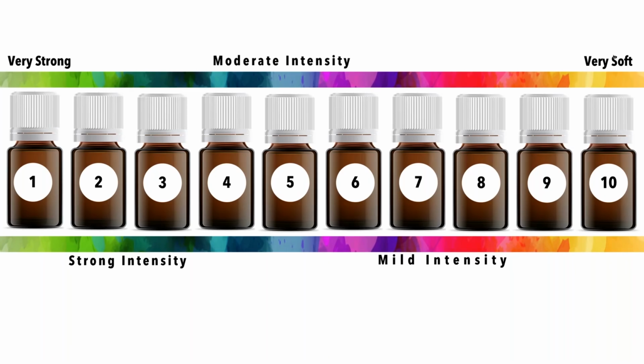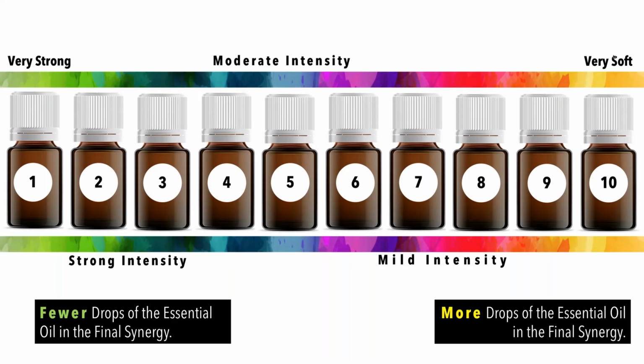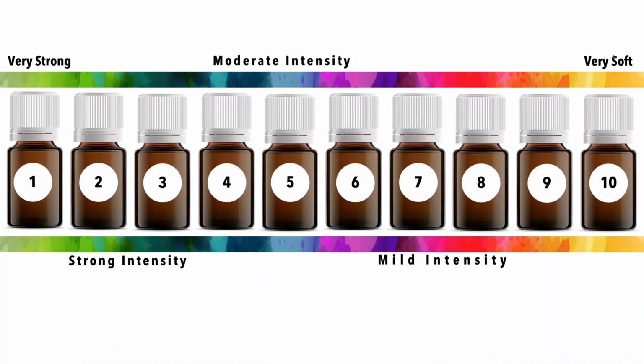Well, the reason is this. Aroma intensity correlates to how many drops of an essential oil will end up in the final synergy. Stronger aromas require fewer drops of essential oil in the final synergy, while softer aromas need more drops in the final synergy for you to be able to smell it and to achieve a balanced aroma. The aroma intensity numbers are used to determine the ratio of drops for each essential oil added to a blend.